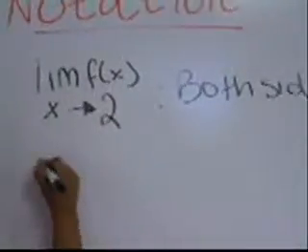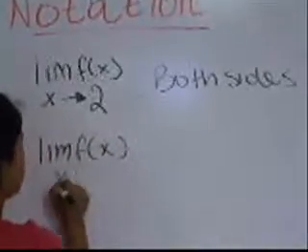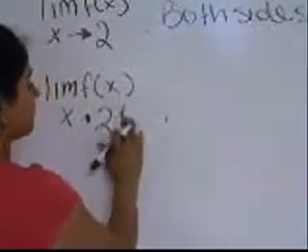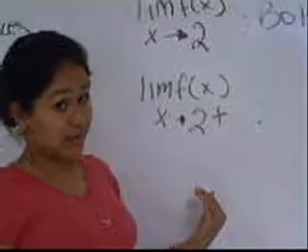But if you see it again, but this time with the positive sign right behind 2, it's asking what's the value of x as it approaches 2 from the right side.